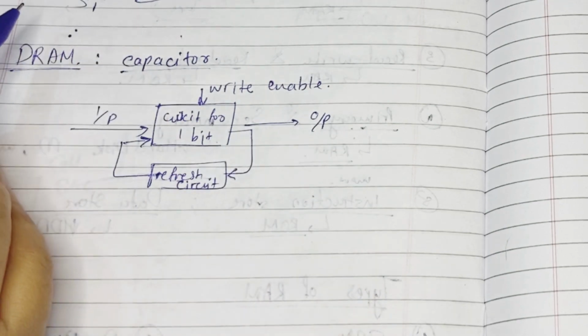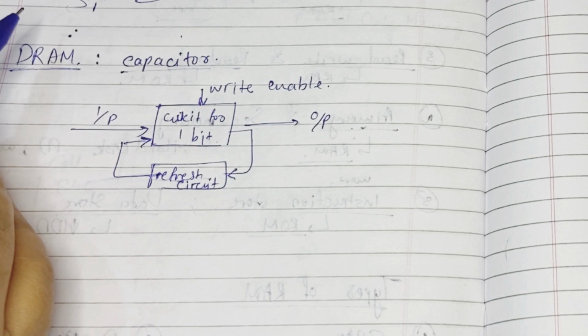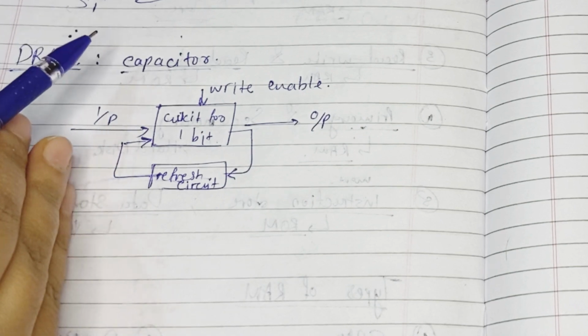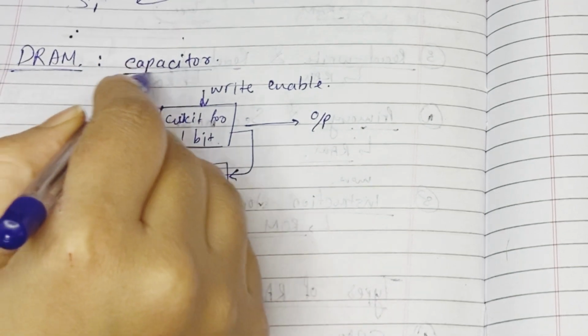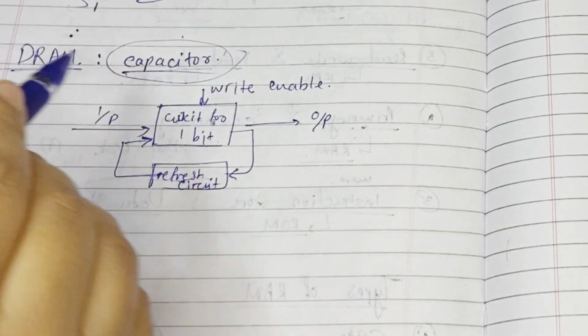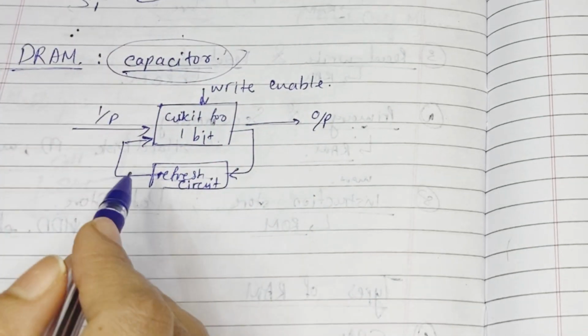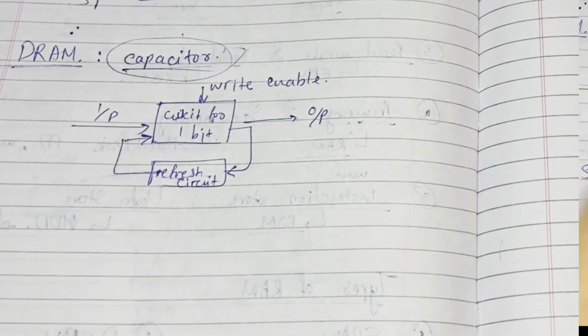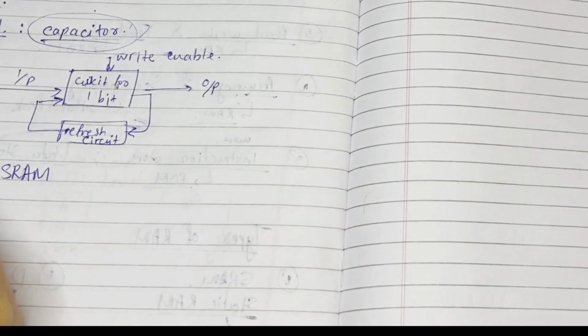But as static RAM is very costly, we use DRAMs. As capacitors are low in price, we use DRAM for storing data in computers. Okay. Now we'll see what are the different types of static RAMs.